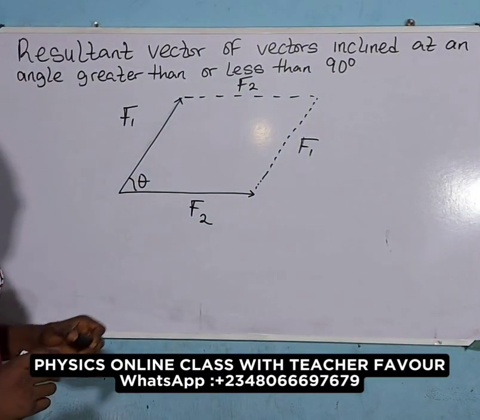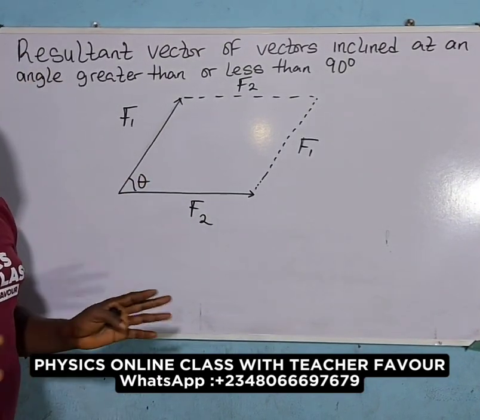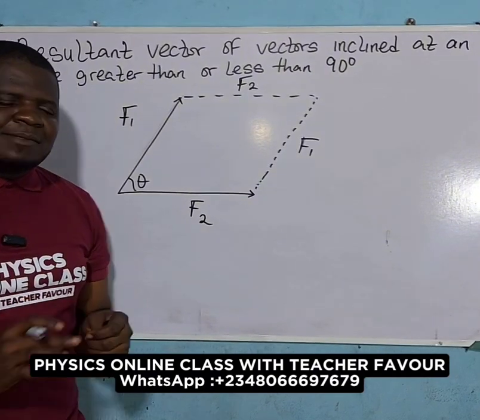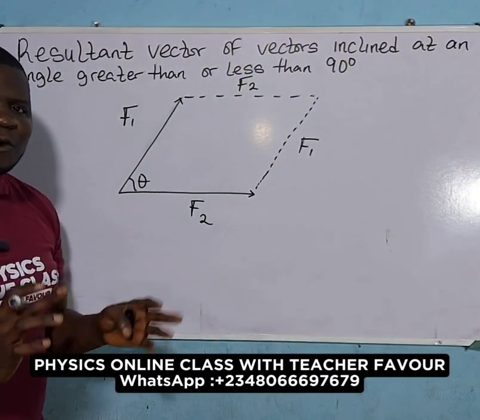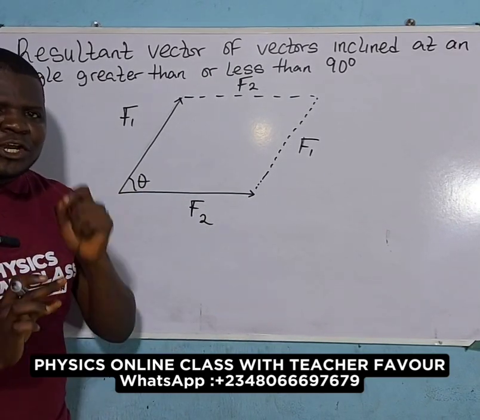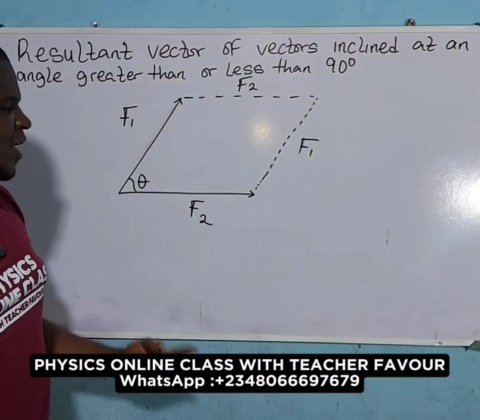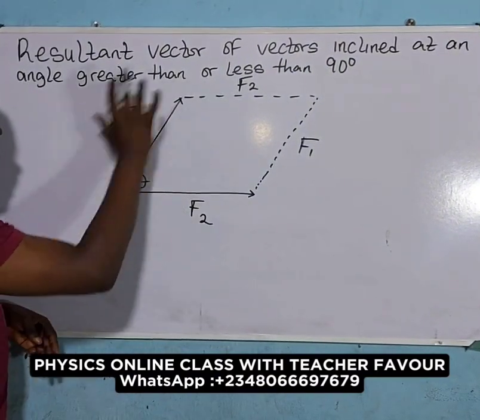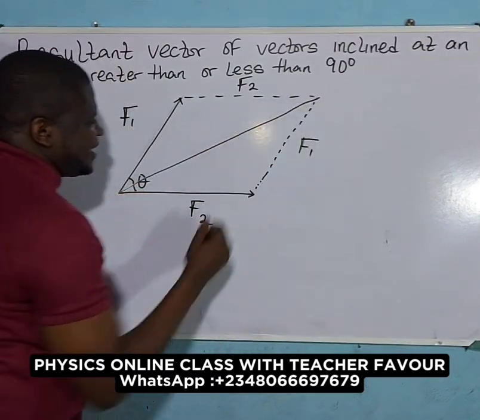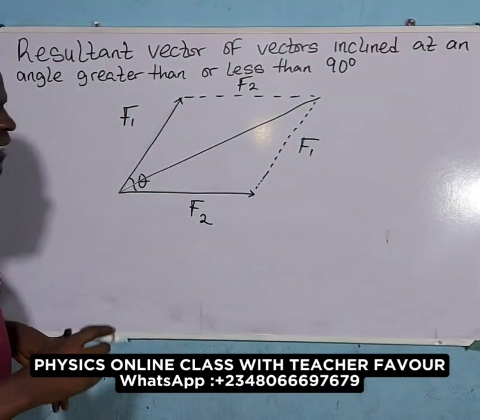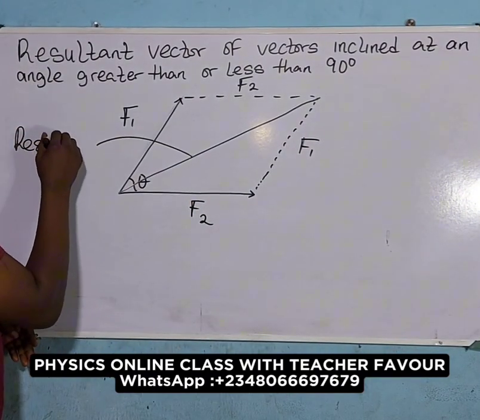So to find the resultant vector here, we use the parallelogram law of vectors, which says that if two vectors are represented by the adjacent sides of a parallelogram, the diagonal drawn from the point of intersection represents the resultant vector in magnitude and direction. What it simply means is that since this is a parallelogram, the diagonal drawn from the point of intersection represents the resultant vector, which means that this line is equal to the resultant vector.